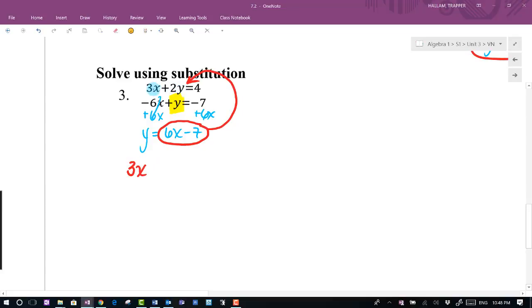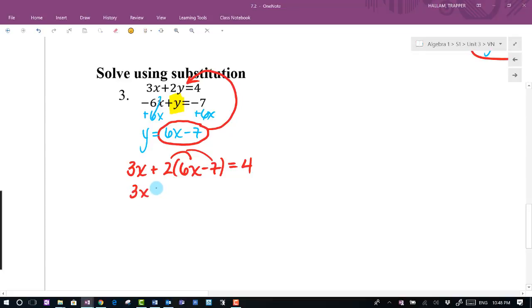We end up with 3x plus 2 times, instead of y now, we're writing what it's equivalent to, which is 6x minus 7 equal to, oops, top equation, equal to 4. All right, now we go ahead and use our solving techniques at this point. First thing we should do is take care of that distributive property.